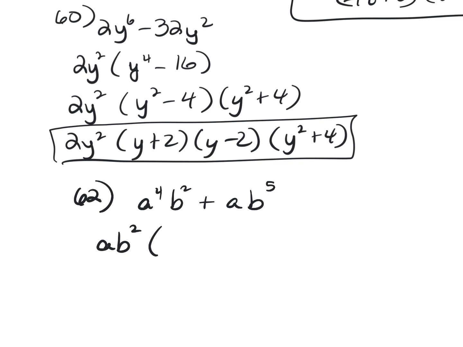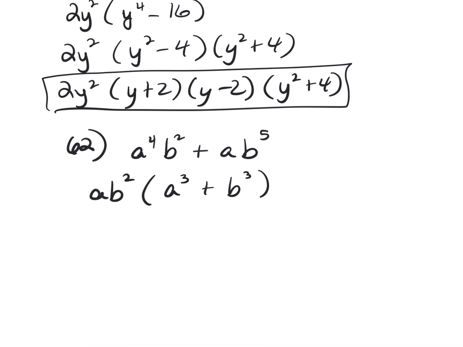So after I divide each of my terms by a b squared, I'm going to be left with a to the third plus b to the third. This is the sum of two perfect cubes, so I can keep going here, and I have to do my SOAP pattern. So I would need to cube root this and cube root this and put it into the SOAP pattern. So don't forget about your GCF.